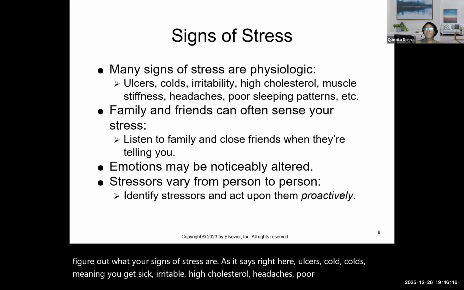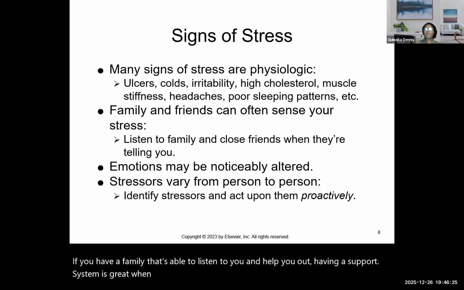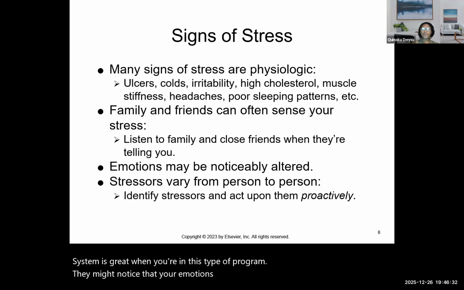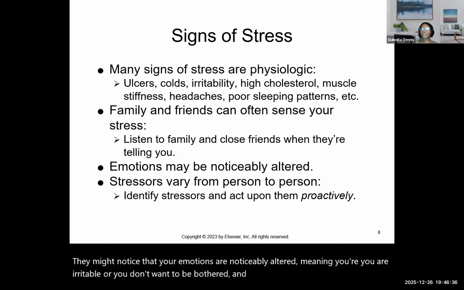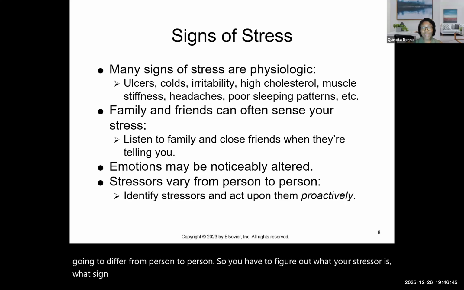If you have a family that's able to listen to you and help you out, having a support system is great when you're in this type of program. They might notice that your emotions are noticeably altered, meaning you are irritable or you don't want to be bothered. And then again, like we said, stressors are going to differ from person to person. So you have to figure out what your stressor is, what sign is presenting, so that you can kind of manage that stress.